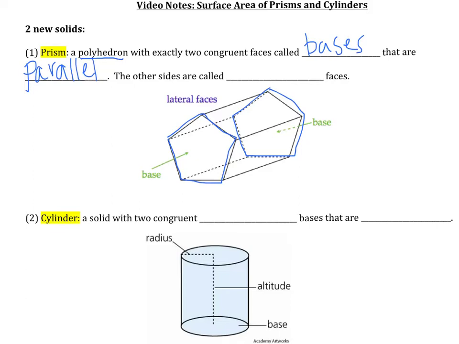The other sides are called lateral faces. So in this picture, those are the rectangles. They don't have to be rectangles, but in this case, they are. And there are 5 of those. All right, so that is a prism.